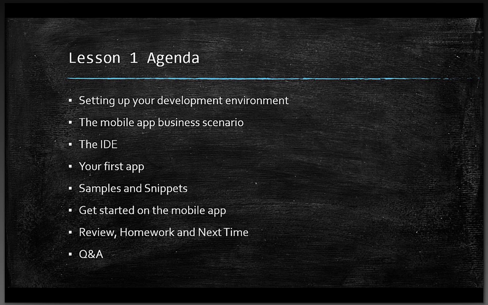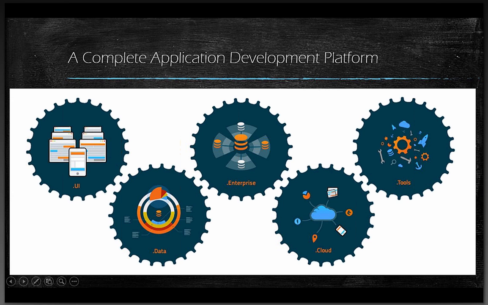Also, we're going to talk about an application we're going to build slowly over the next 6 lessons, a business application. We're going to get oriented to the IDE, build an app, look at some samples, and get ourselves started. And then there's a review at the end. Homework really is to play with the product and try things out. And also we'll talk about what we're going to cover next time and have Q&A. So you can use the question area in GoToWebinar. And this is all about building mobile applications using the Object Pascal programming language.